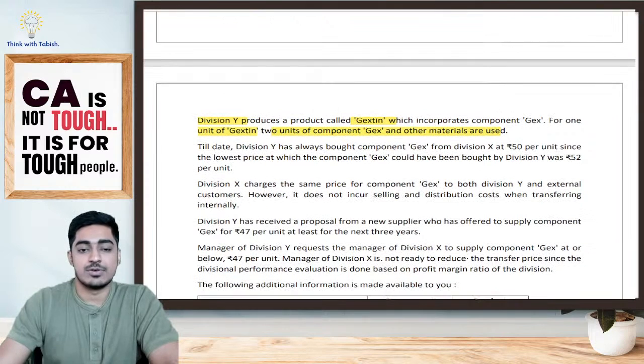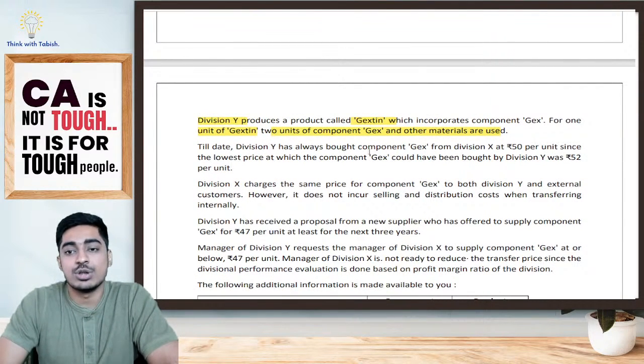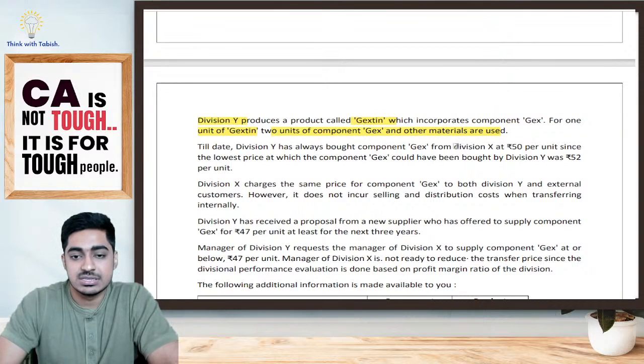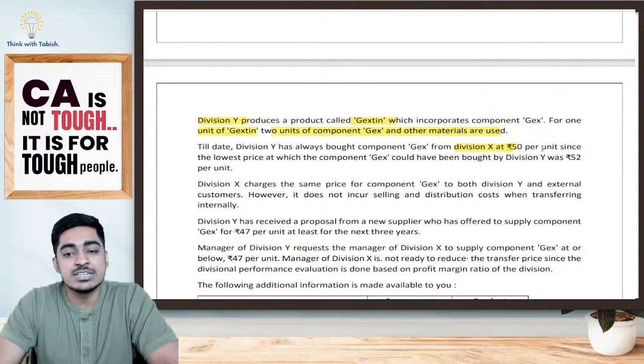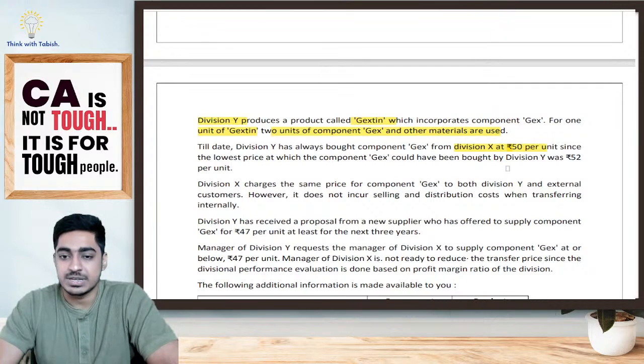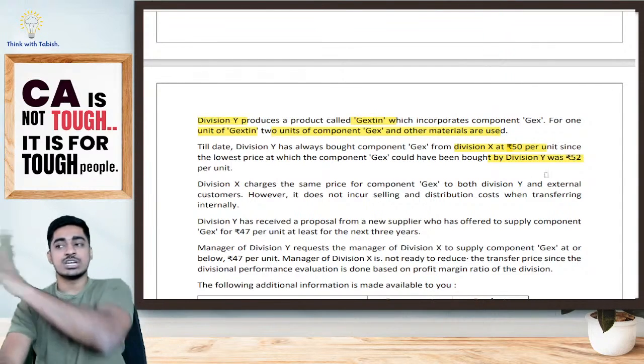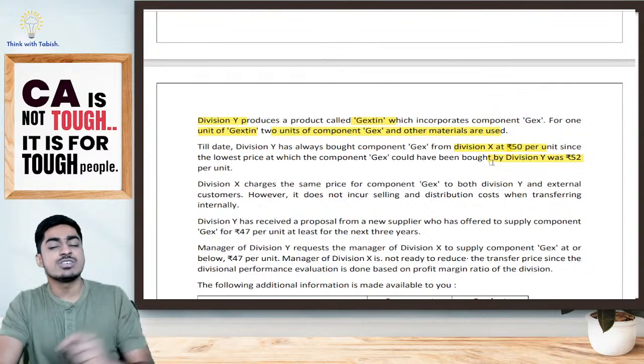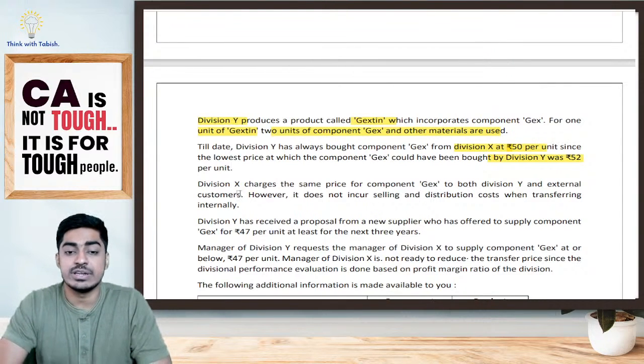Now, let's continue. Till date, Division Y has always purchased from X at 50 rupees per unit, since it was the lowest price. The lowest price at which it could have purchased outside was 52. At outside, it was available at 52, while here he was giving at 50 rupees. So we are buying it internally only.